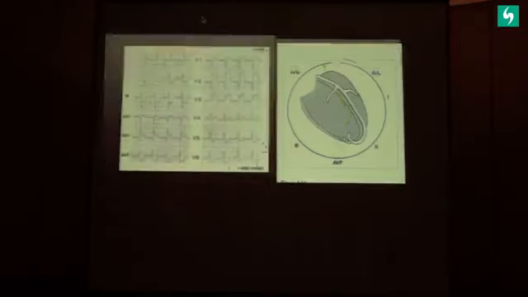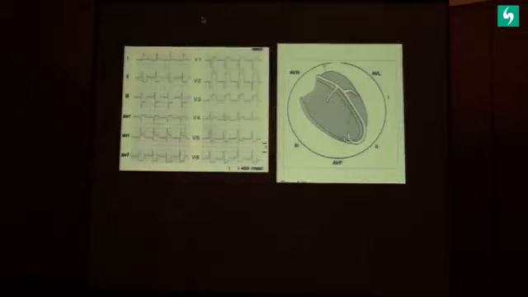There is nothing as reciprocal. The vector is moving upwards, so the inferior leads will have an ST depression. So the reciprocal changes is not the word to be used now.